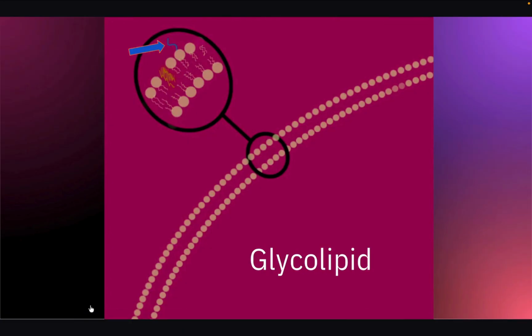Glycolipids are another type of lipid that make up the cell membrane. These are also phospholipids, but they have a carbohydrate chain that extends past the extracellular membrane. These aid in glycocalyx, which helps identify the cell as self.